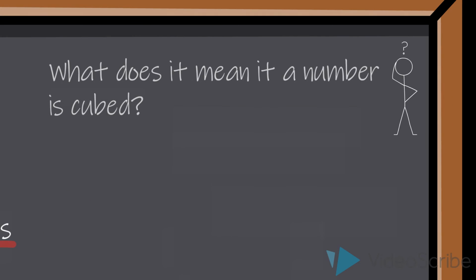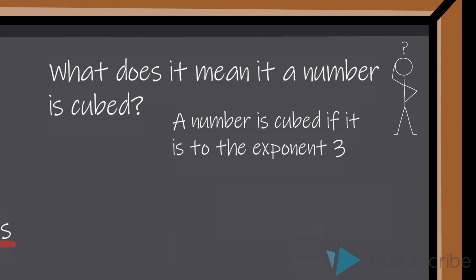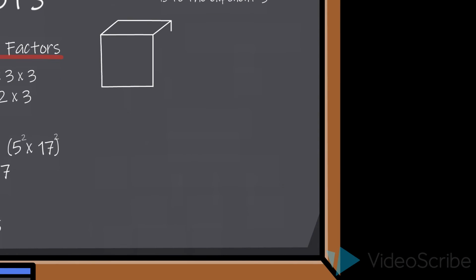Now let's look at cube and cube roots. If a number is cubed, that means it has the exponent 3. In other words, a number is multiplied by itself and then by itself again. This would be like having a cube with a side length of 3. The volume of the cube is length times width times height, or 3 times 3 times 3, 3 cubed. The volume of this cube is 27.